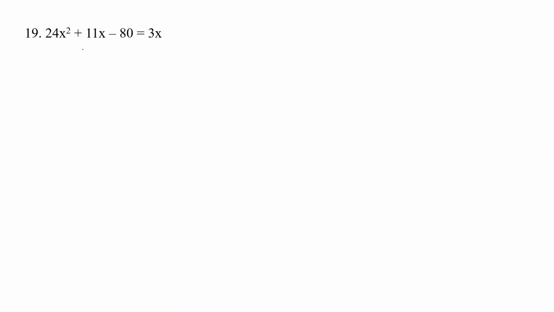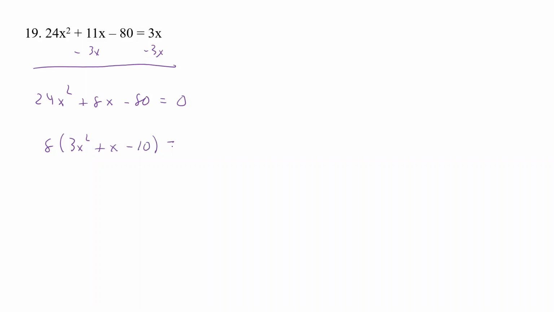So what we have is, let's subtract 3x here, subtract 3x here. So we get 24x squared, and then plus 8x minus 80 equals 0. All right, so I see an 8 in factor all of them. There's an 8 goes in here, here, and here. So that gives me 3x squared plus x minus 10 equals 0. So now I have 8 times 3x and x equals 0.